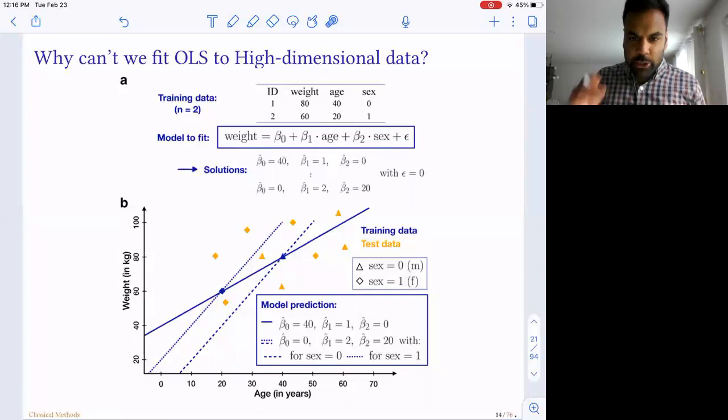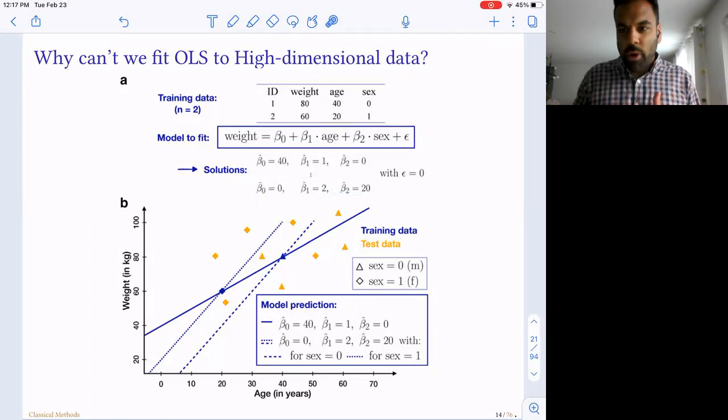So this is a very simple training data set where we have only two observations, and we have these covariates here, age and sex, and we're trying to use age and sex to predict weight. What we're showing here are two possible solutions. If the intercept is 40, beta 1 is 1, beta 2 is 0, we get basically a perfect fit. And we can also do the same thing using this combination. So basically, the fundamental problem is that there are many, many solutions to fitting the training data.